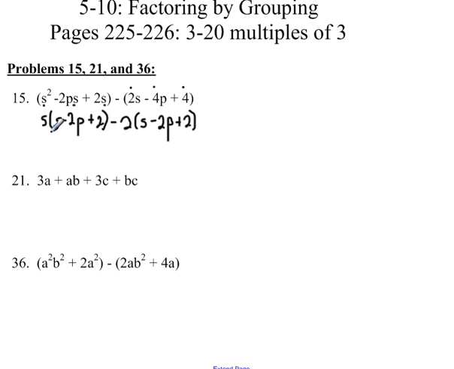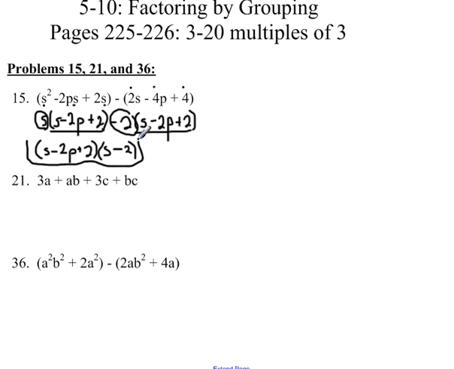So you have a trinomial in common on this one. Start out with that: s minus 2p plus 2, and that accounts for the 2 that I underlined. And then your second set of parentheses will be the s minus 2 that we have left over. You can write that with the s minus 2 in front or behind of your trinomial. And there's your answer for 15.